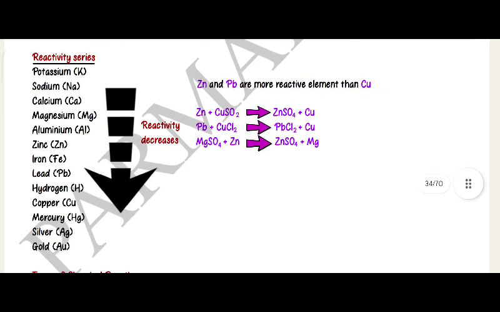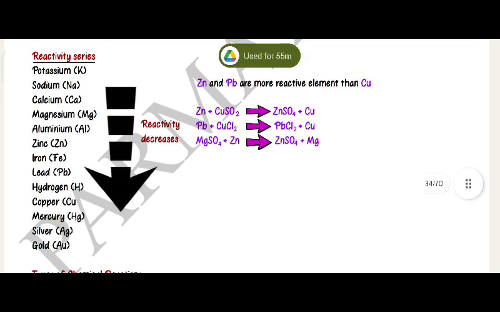Reactivity series. Reactivity decreases in this order: potassium, sodium, calcium, magnesium, aluminum, zinc, iron, lead, hydrogen, copper, mercury, silver, gold. Zinc and lead are more reactive elements than copper.